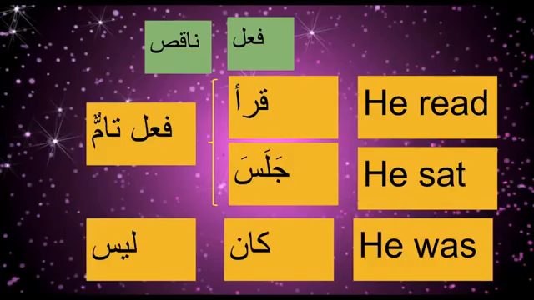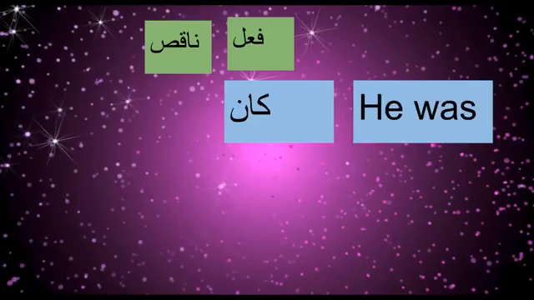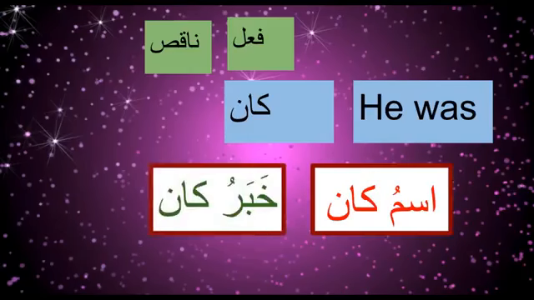Whenever we have a fa'il which in its inherent meaning does not make full sense, for example kana, which means he was, we ask: he was what? So we need what is called ism kana and khabar kana. We don't say fa'il, we say ism and khabar. Here again we need to understand the root letters of this verb kana. This alif maksura and alif mad are not actual letters, but just sounds which help us to pronounce the word.